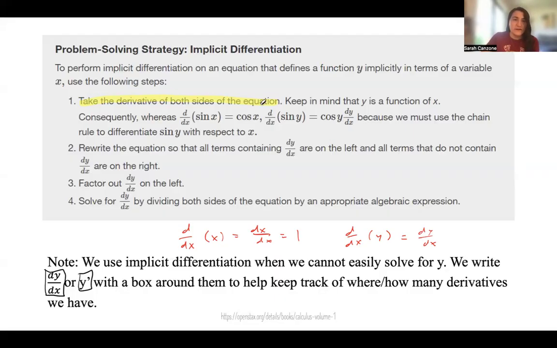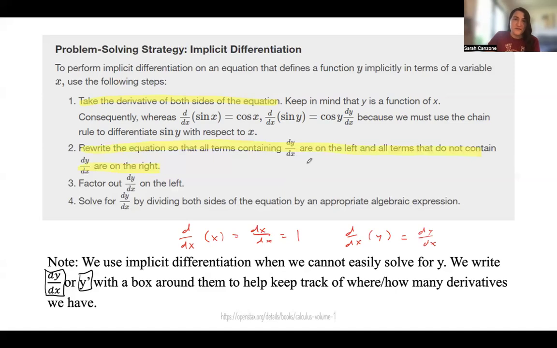So that's just a note that's not necessarily part of the problem solving strategy. This right here is the first step. Take the derivative of both sides. Keep in mind that y is a function of x. Step 2, rewrite the equation so that all terms containing dy/dx are on the left, and all terms that do not contain dy/dx are on the right.